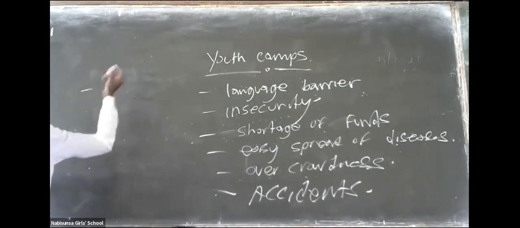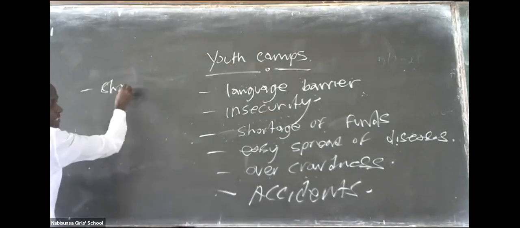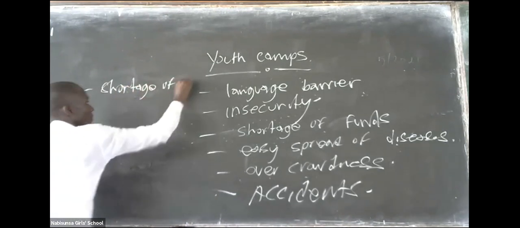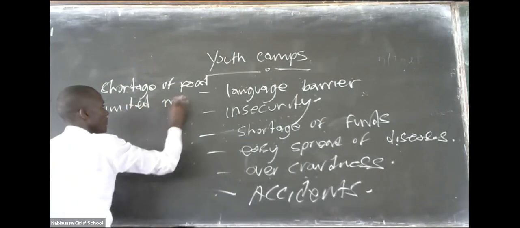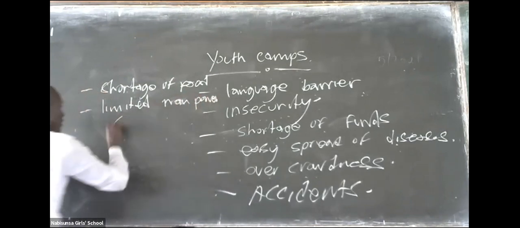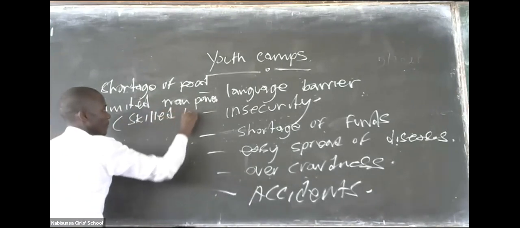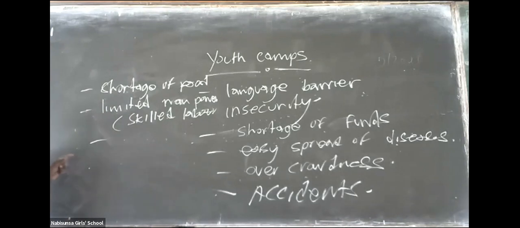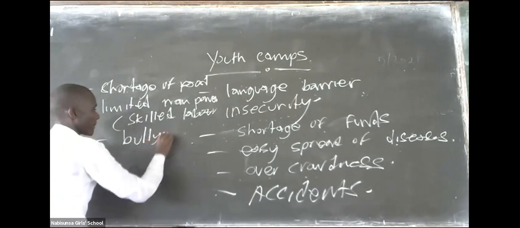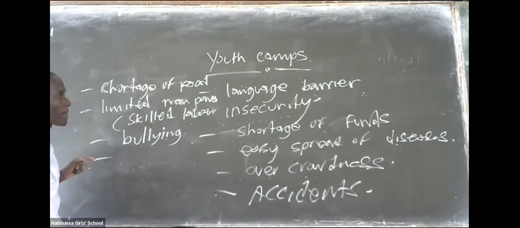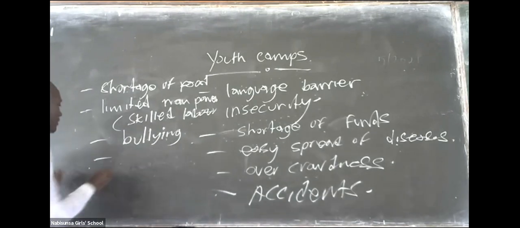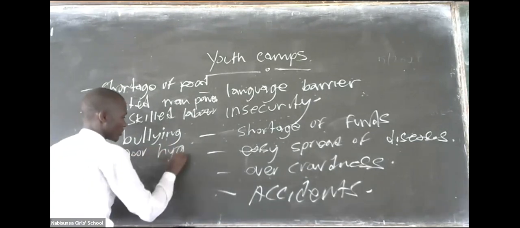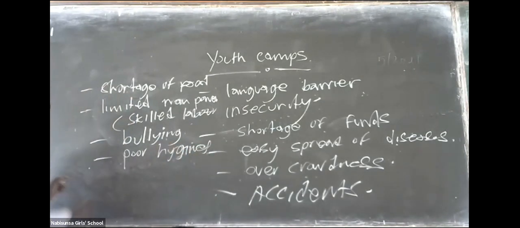Shortage of food, especially when the participants are not provided for. Shortage of trainers. Lack of baby food. Limited manpower, especially skilled labor. Or in bracket we can call it bullying. Teasing and bullying. Security. Yeah, we can talk about bullying and teasing. We can talk about attacks from wild animals. Okay, those are the accidents. Poor hygiene. Yeah, those are some of the points.